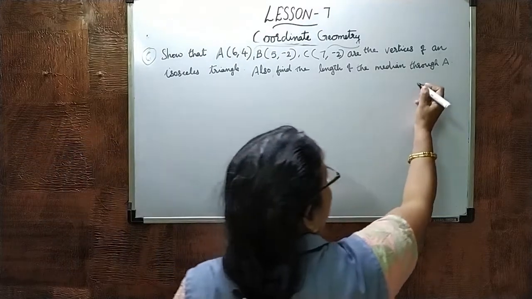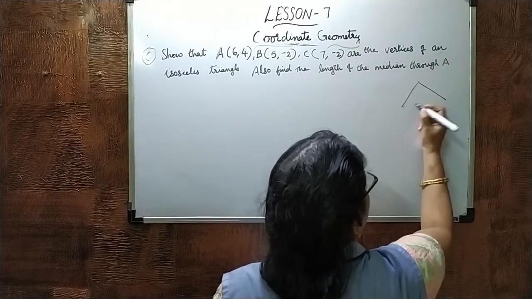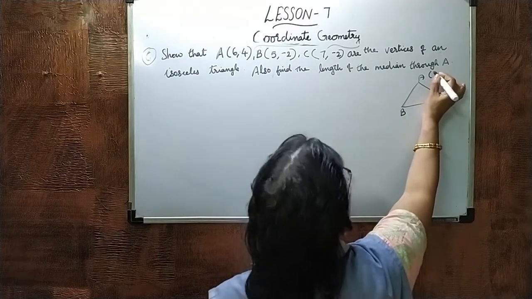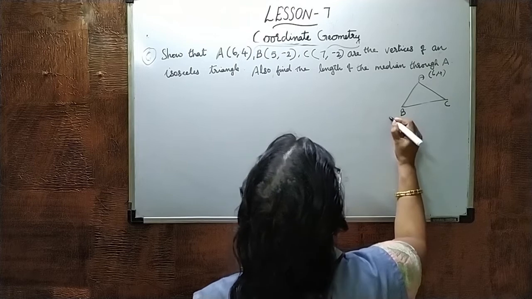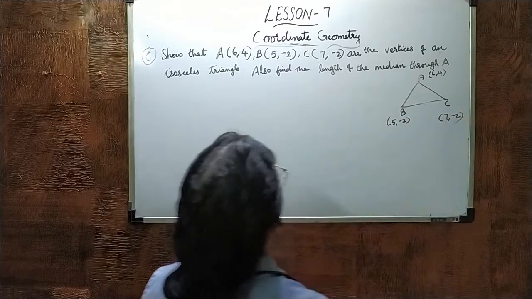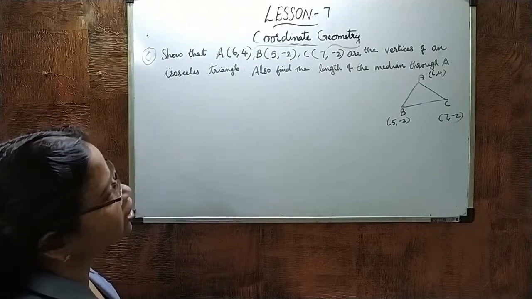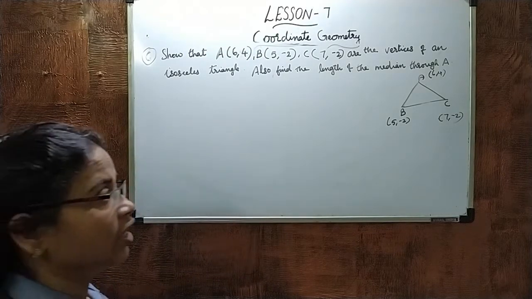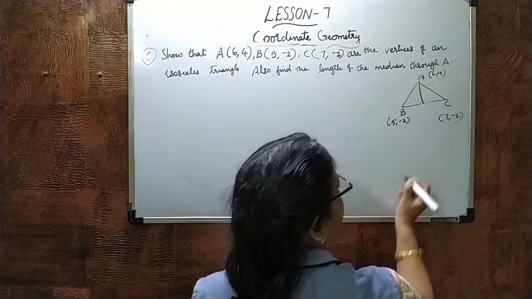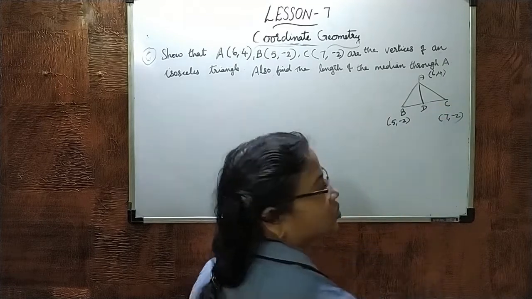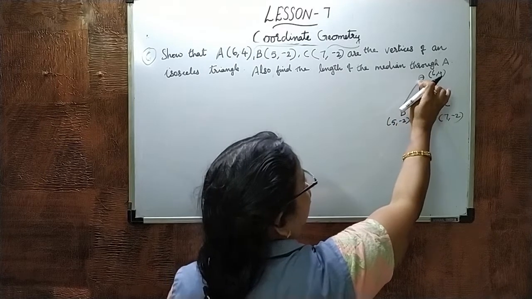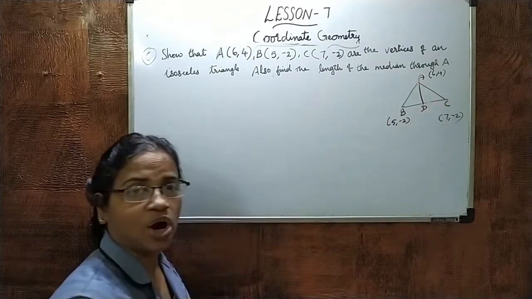So just we'll draw the figure now. So this is ABC, right? Triangle is ABC. And A is 6, 4, B is 5, negative 2, C is 7, negative 2, right? Then also find the length of the median through A, means from A you have to draw a median and we will call it D. Okay. Now what you should find out? Find the length of the median through A. You have to find out the length of AD.